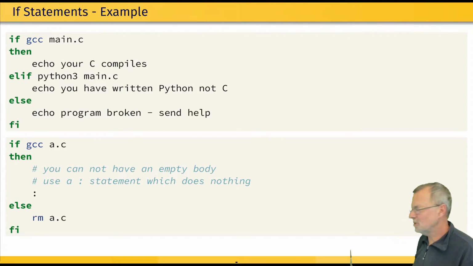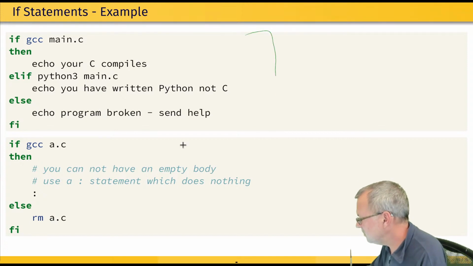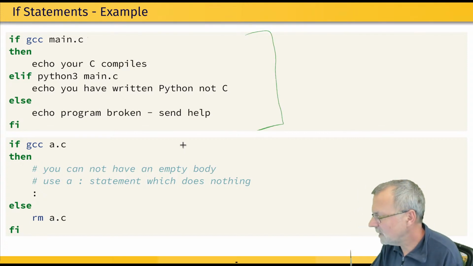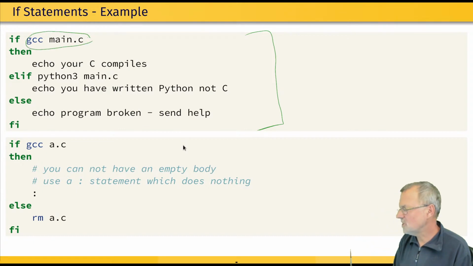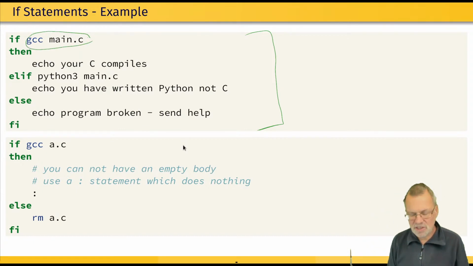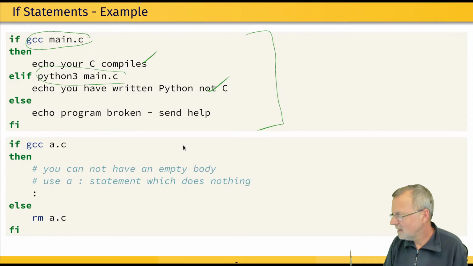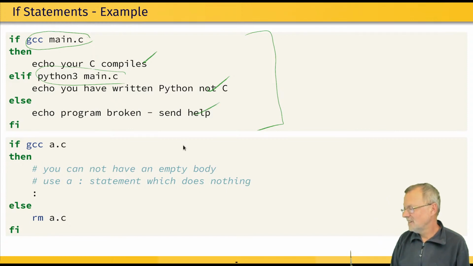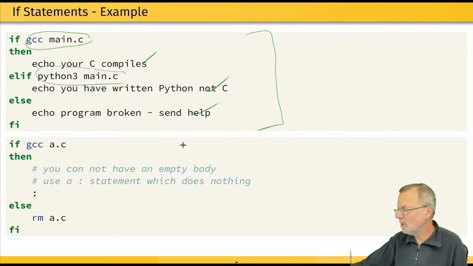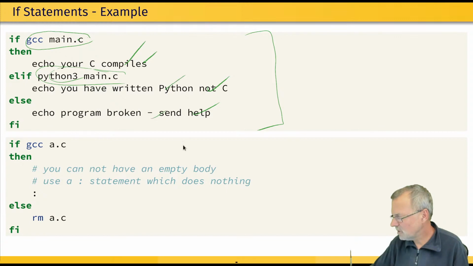So here it's sort of a stupid example, I guess, but here's an if statement that you might use. I've got main.c. I try to compile it with GCC. GCC will exit with status 0 if this is C, and it can successfully compile it. Otherwise, and this is a bit stupid, then we say, oh look, I'll try running it as Python. If that succeeds, we say, oh look, you've written Python. Else, we do this. So that's using an if statement to run this command, and if it works, say that. If this works, say that. Otherwise, say that.